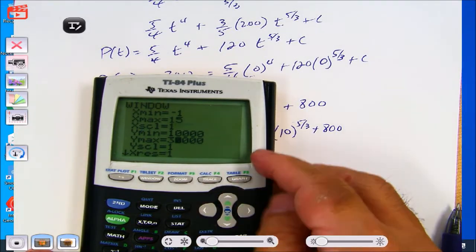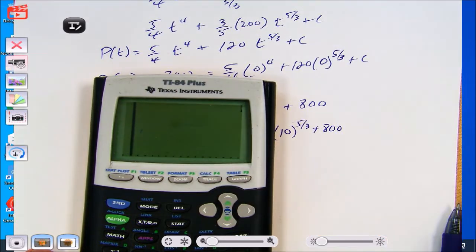What if you do zoom fit? If you zoom fit, then you win. What about zoom fit? Yeah, you can use zoom fit. That's pretty good too. Look. All right.